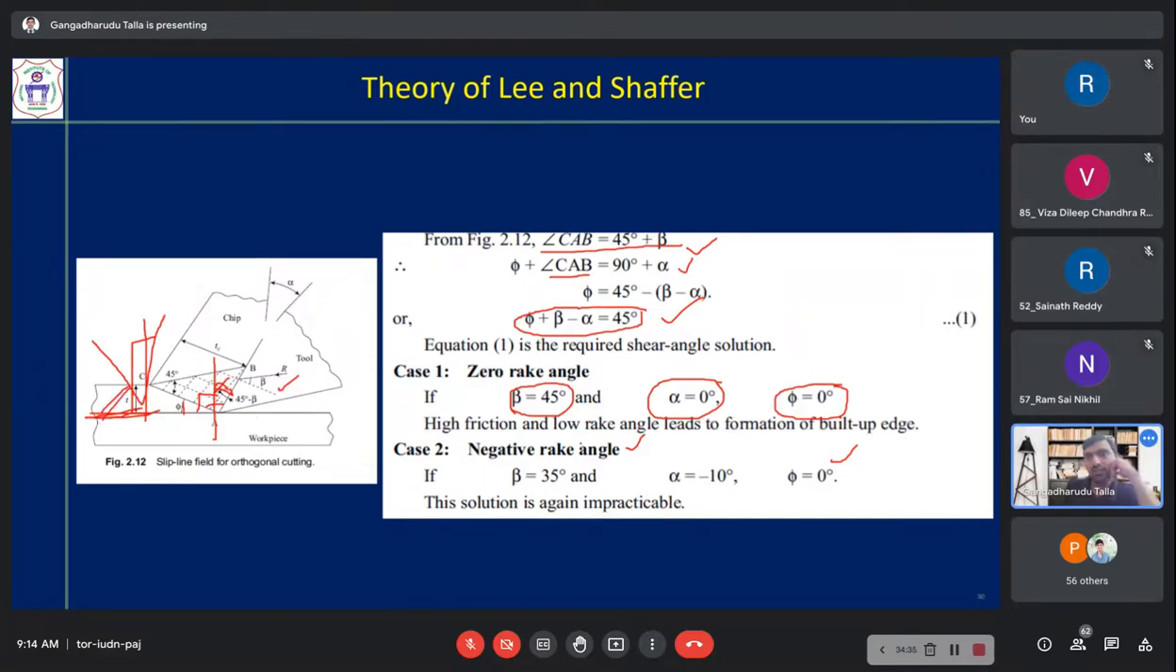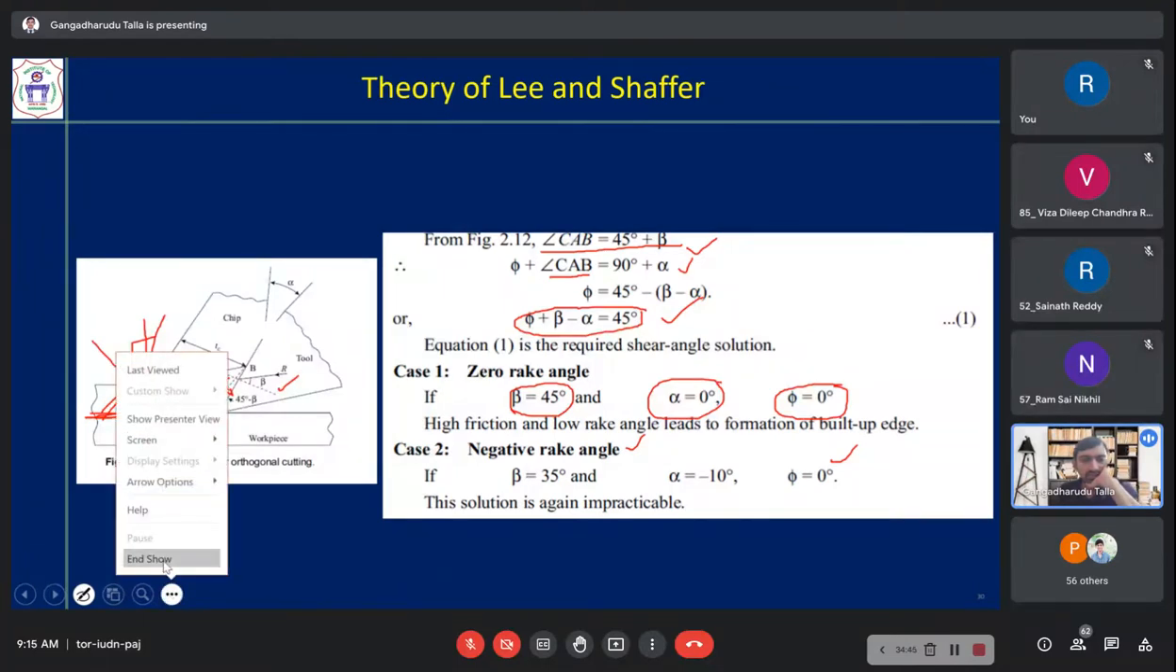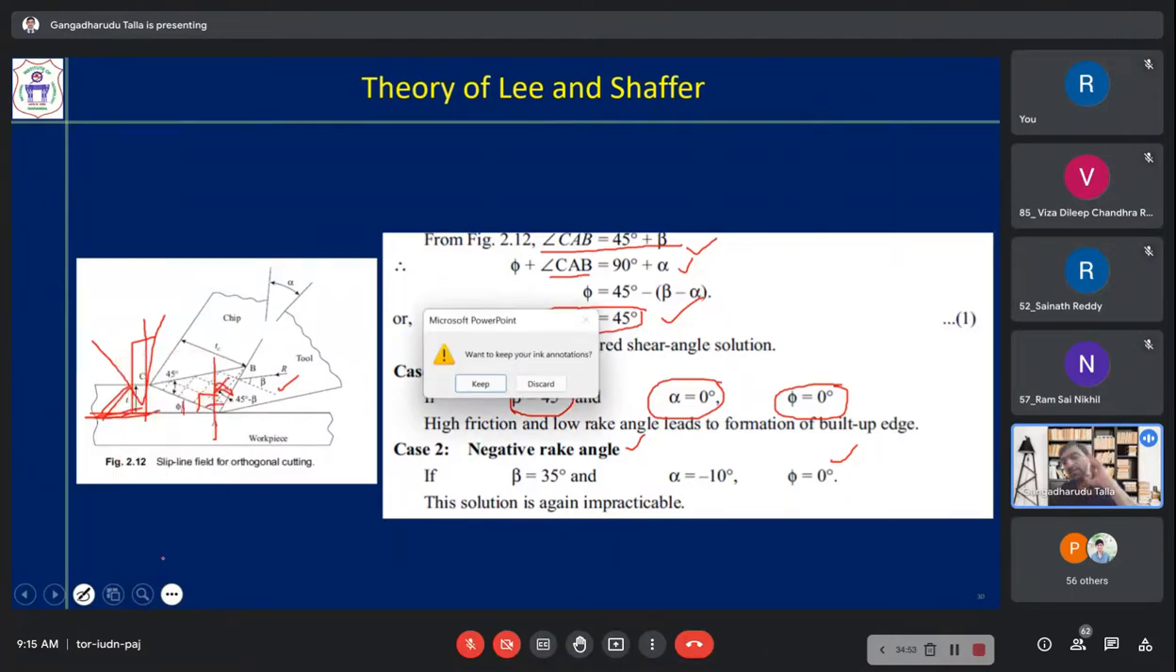So it is not practical. Practically we are not getting that, but theoretically from this theory we are getting that. So that is the drawback here. So it is not applicable. It is not completely applicable for the metal cutting process.